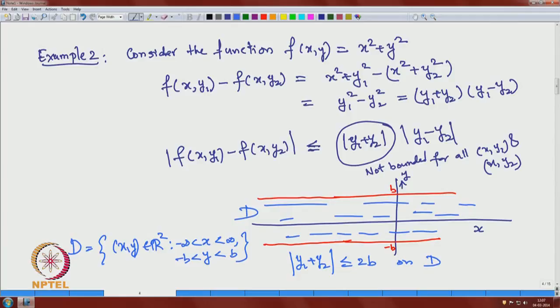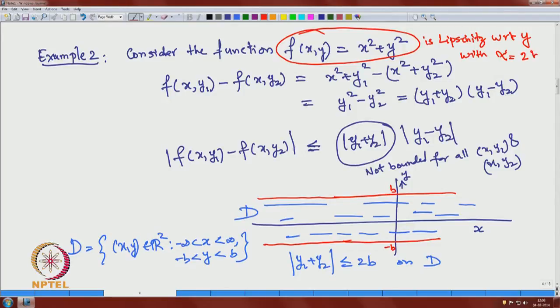So, therefore, we conclude that this function, the function given by f(x, y) equals x square plus y square, is Lipschitz continuous with respect to y, with the Lipschitz constant alpha equal to 2b. So, a function of two variables x and y, and we have verified the Lipschitz continuity, and this Lipschitz continuity is local.